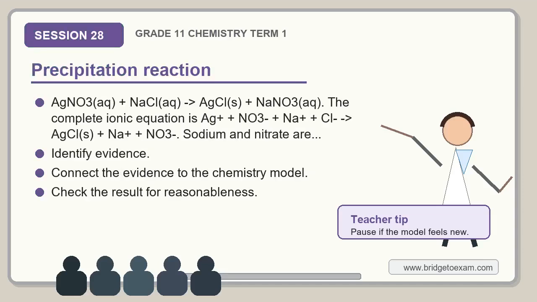Now let's work an example. Precipitation reaction. AgNO3 (aq) plus sodium chloride (aq) gives silver chloride (s) plus NaNO3 (aq).